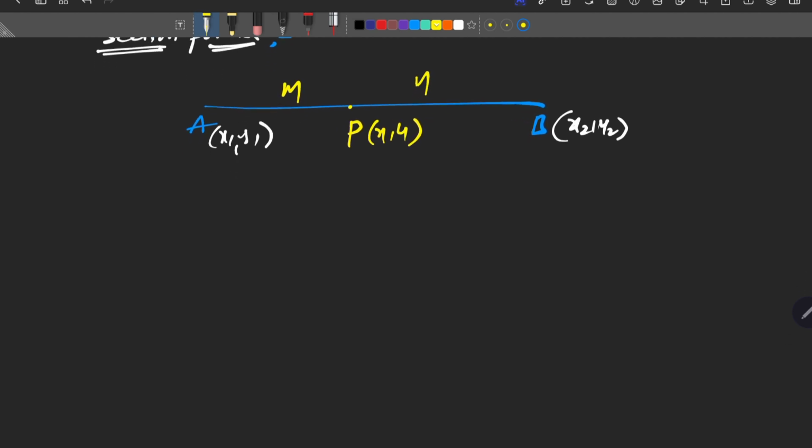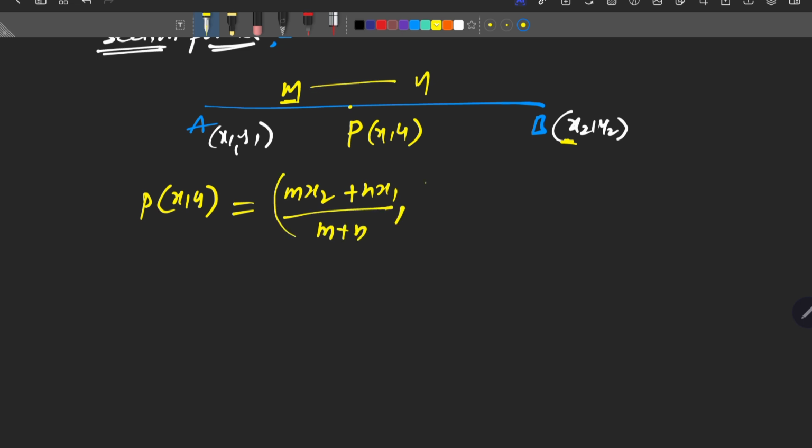So then the point P can be written as (x, y), which is equal to (m x2 + n x1) / (m + n), comma, (m y2 + n y1) / (m + n). This is called internal section.